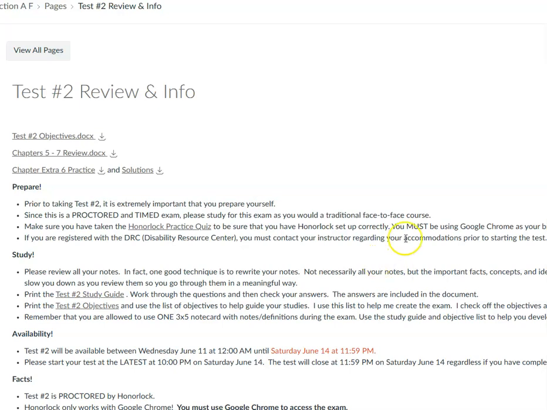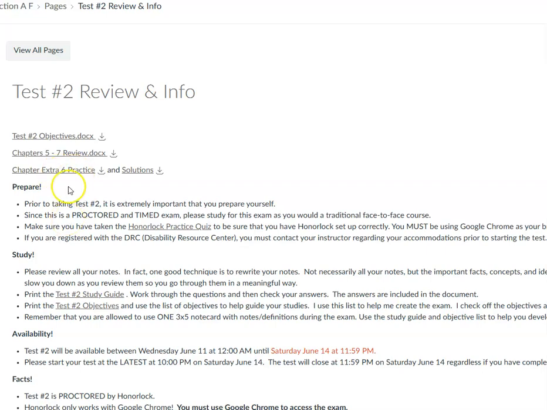The test will cover chapters 5, 6, and 7. And in the review and info part of the module for this week, there is a list of objectives. There is a review sheet that's pretty good, and I'm going to pull some problems from there to work with you. There's also something here I wrote called Extra Chapter 6 Practice. But really, this is not just Chapter 6. There's a little Chapter 5 material as well, but it's good information mostly on probability.